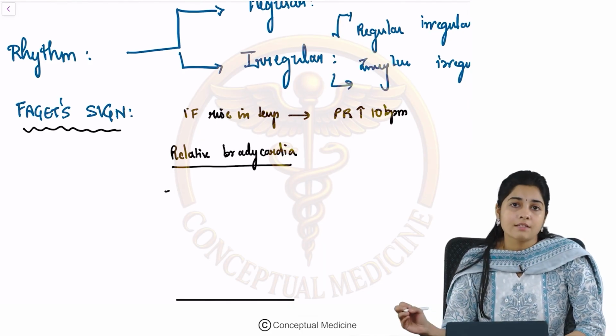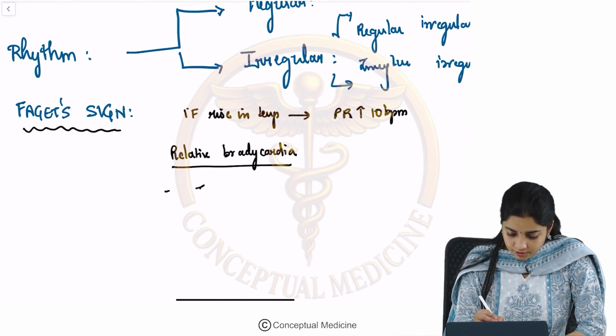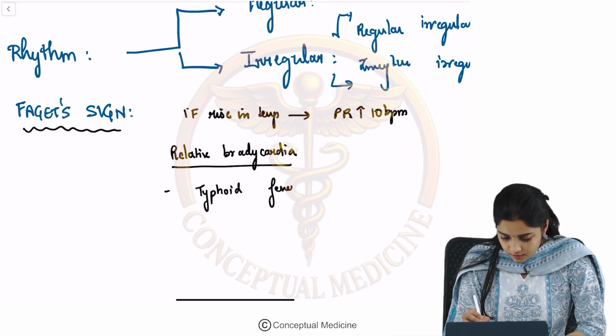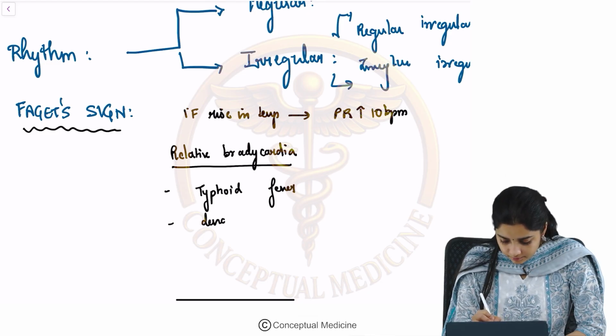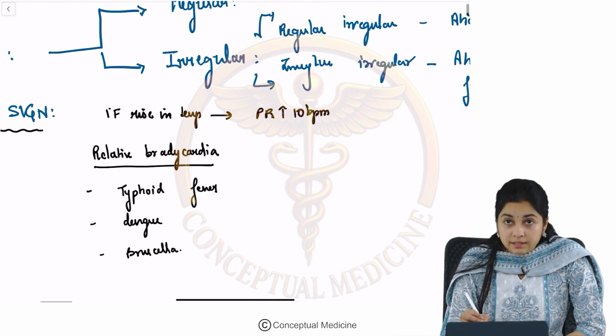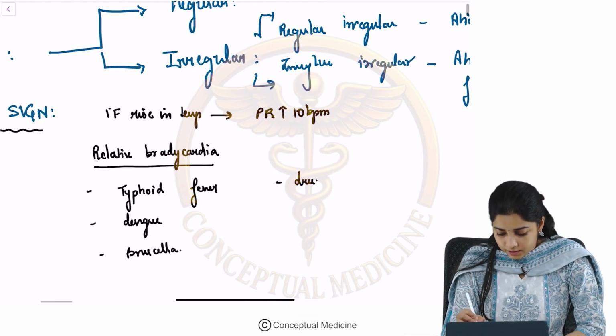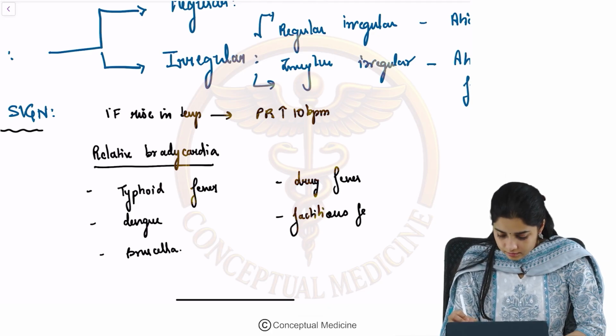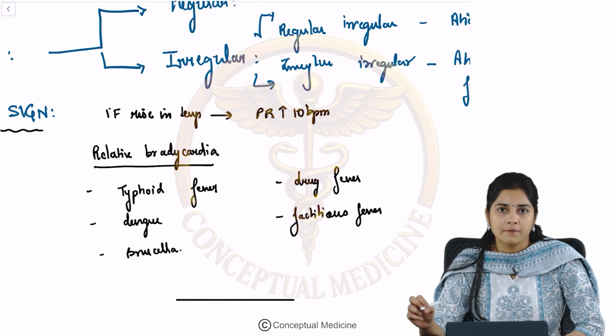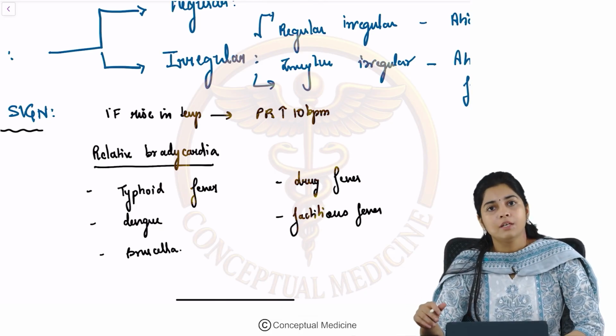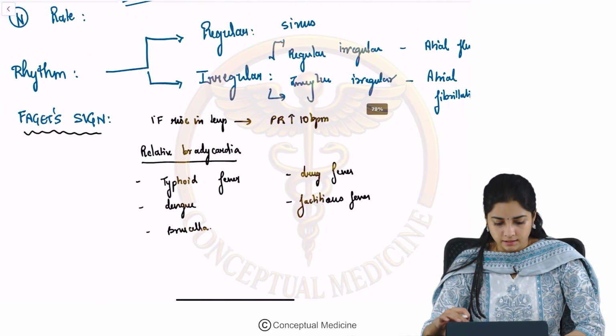So where do you see this Paget sign? It is seen in some infections. The infection that you have to remember very importantly is typhoid fever. Then you have to remember dengue, and brucella, right? And in certain forms of drug fever and factitious fever, you can find relative bradycardia. Okay, so this is the concept of relative bradycardia or Paget's sign.